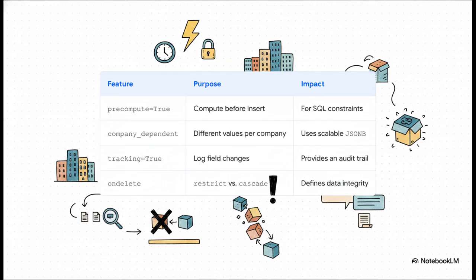And ondelete, this is critical for data integrity. Restrict will stop you from deleting a record if something else links to it. Cascade will delete all the linked records too. Whoa, be extremely careful with that one.